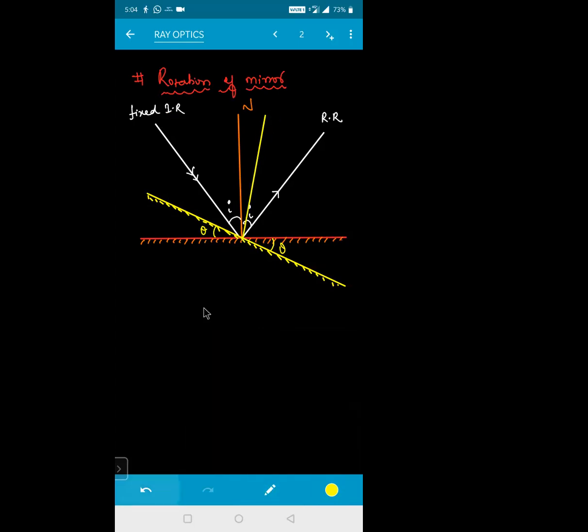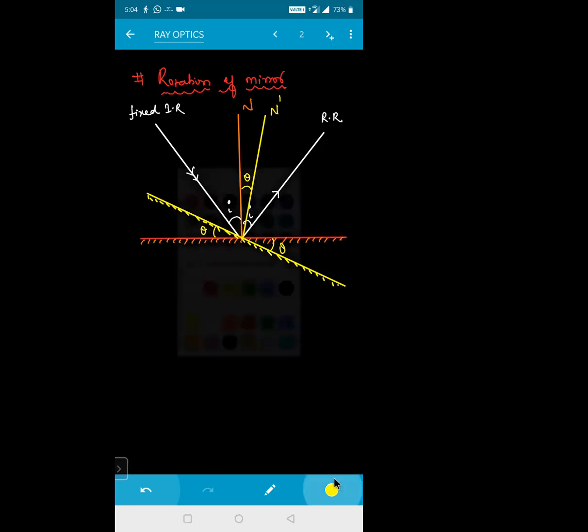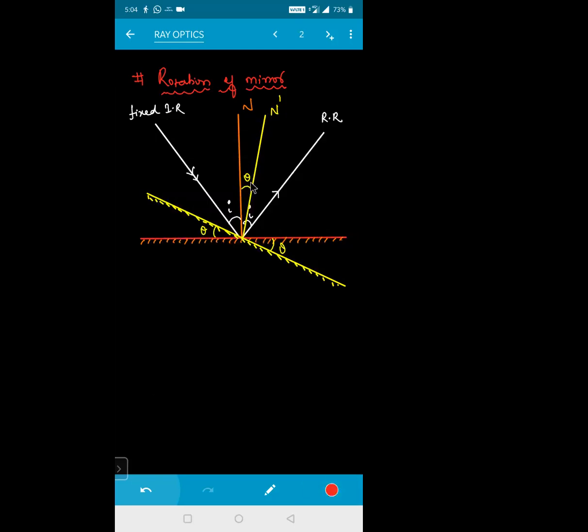The same angle. This is the new normal, n dash, and this angle will be equal to theta, because when the mirror rotates by an angle, the normal also rotates by the same angle. Now with respect to this, the incident light is making how much angle? Think and tell. It will be incident plus theta. So this will become I plus theta.